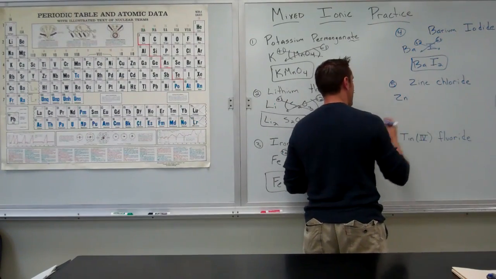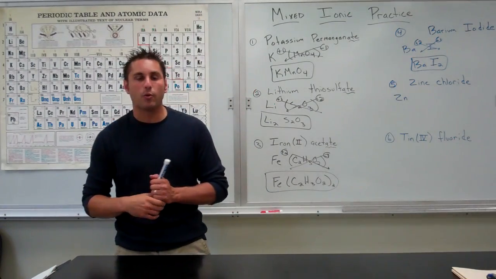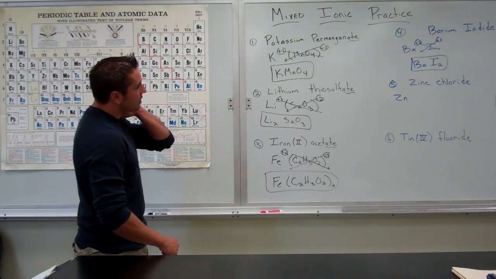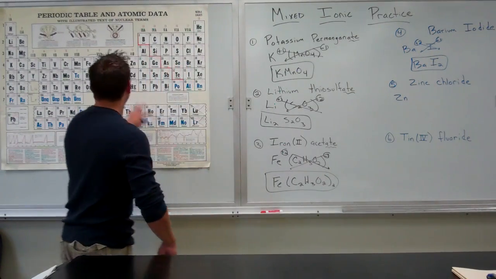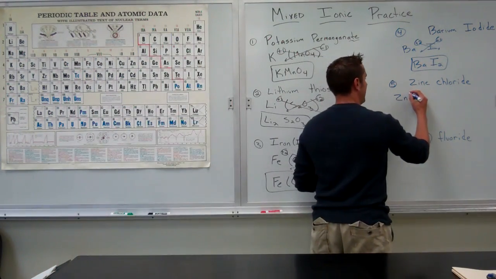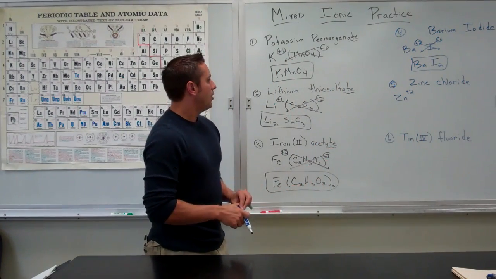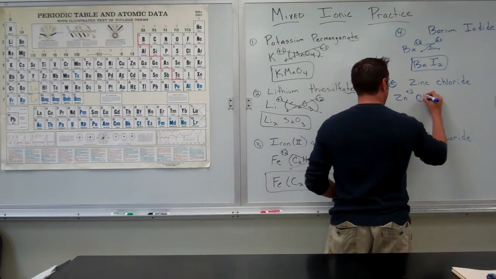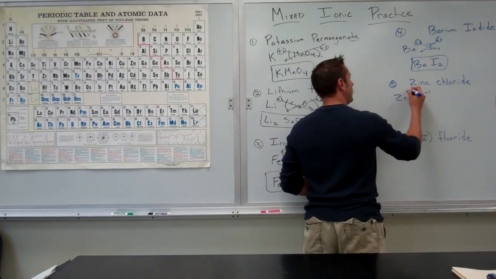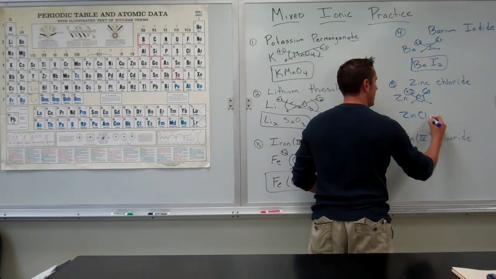Zinc is Zn. You'll find Zn in group 12, which means we should have a Roman numeral, but we don't. The reason is that zinc is one of our 3 exceptions to the Roman numeral rule. You have to remember that zinc is always a +2. Chlorine is Cl. It's in group 17, so it is a -1. And then you cross and reduce, and you'll get ZnCl2.